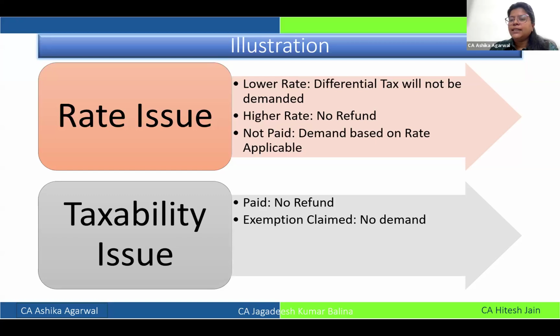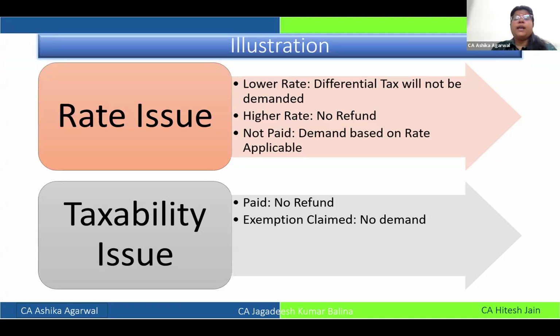So while defining "as is, where is basis," they have given an illustration, and based on that illustration, the opinion I have formed, I have written over here. If there was a rate issue, meaning interpretation of rate, classification under which HSN code at what rate it will be, then they have said if a person has paid under a lower rate, they will not demand differential tax. If a person has paid at a higher tax rate, then they will not allow the refund.